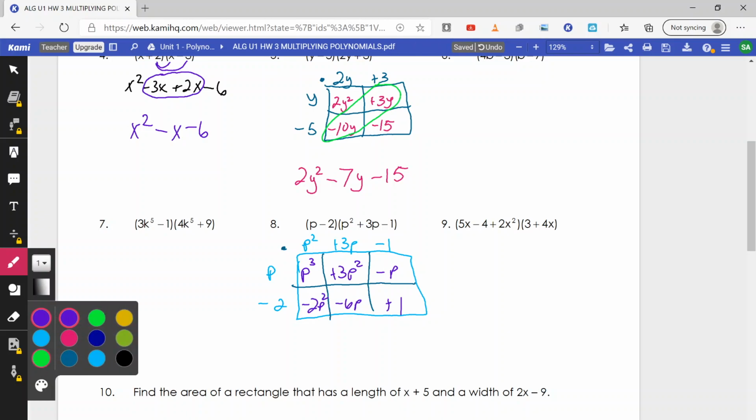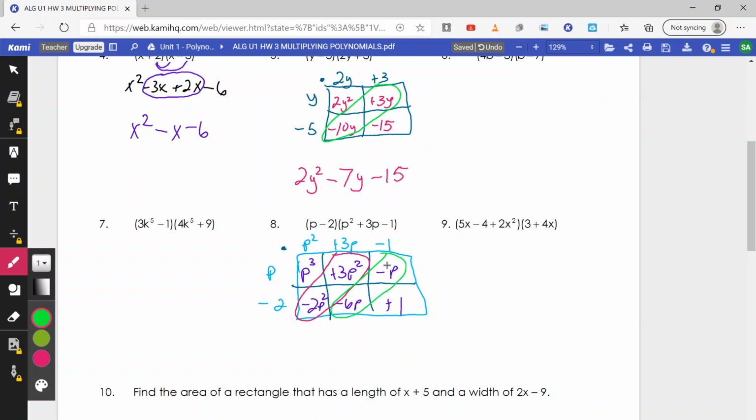From here, we'll circle the like terms. Again, like terms being variables that have the same exponent. So in this case, we have 3p squared and minus 2p squared. And we also have negative p and minus 6p. So I have two combinations going on here.